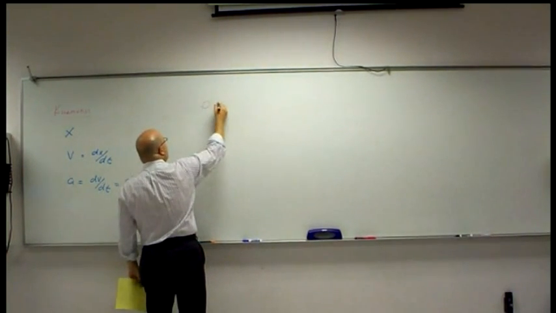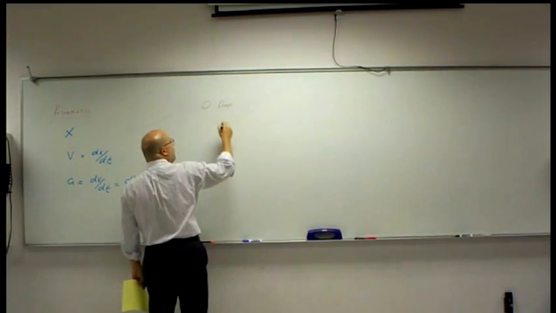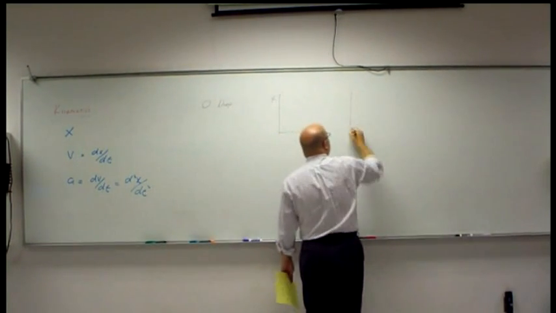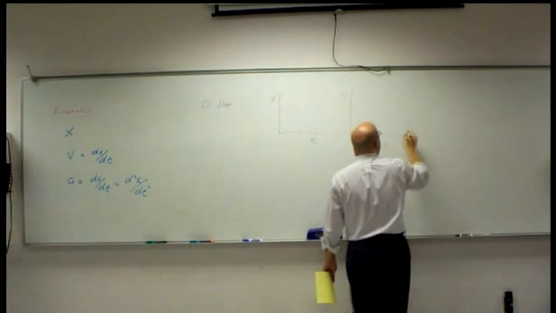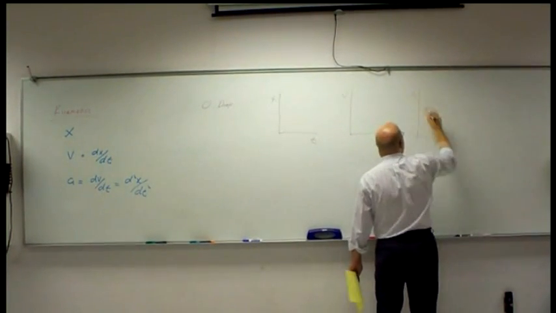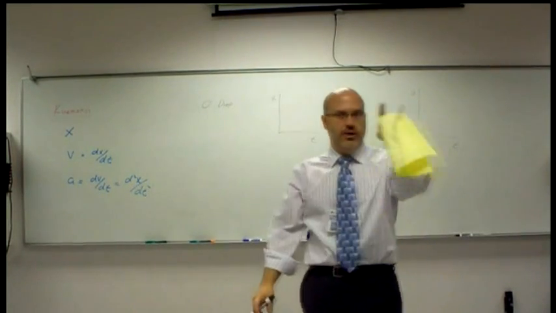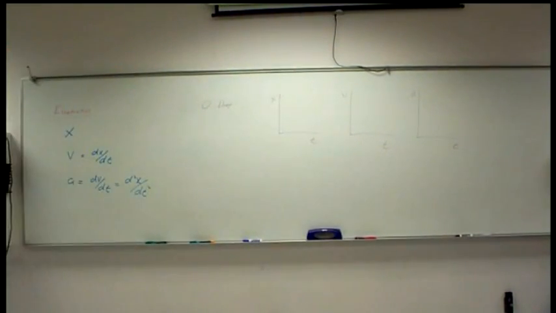If you have a ball and you drop it, what will the x versus t graph, the v versus t graph, and the acceleration versus time graph look like? Okay, I want you to sketch all three. Make sure your neighbor agrees with you. Okay?